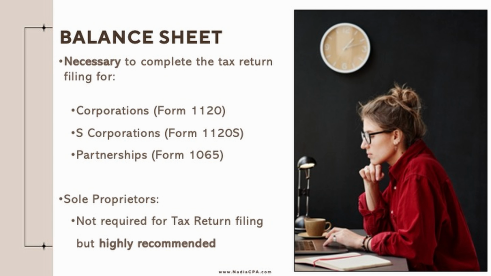Those are distributions. And you know what distributions do? They reduce the basis, which can compromise. Remember, you need to have enough basis to be able to deduct a loss from a flow-through entity, from a pass-through entity. So here's our balance sheet. It's 110% necessary to have a balance sheet for a corporation, an S corporation, or a partnership. Now, there are things on the tax returns that are not required, there's a schedule for a balance sheet and it's not always required. However, it's amazing to have.